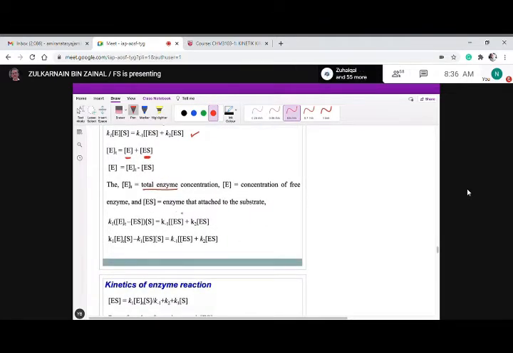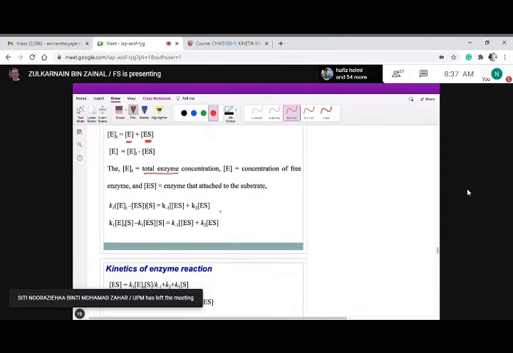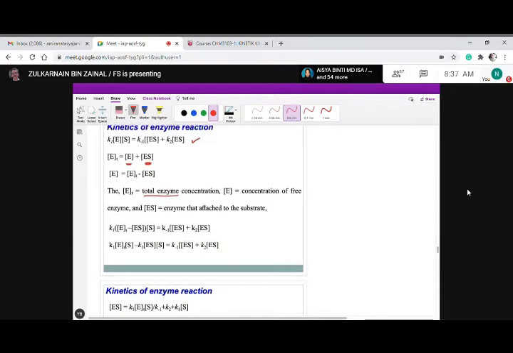All right. So enzyme attached with the substrate, we call this the intermediate just now, the enzyme-substrate species in the reaction mixture. So then you can rewrite the equation to replace.